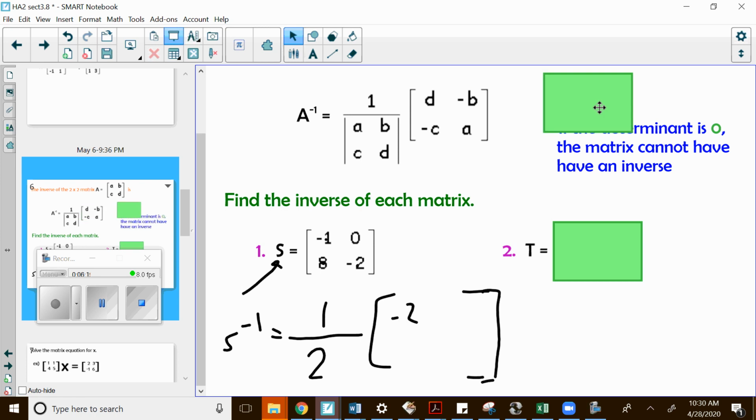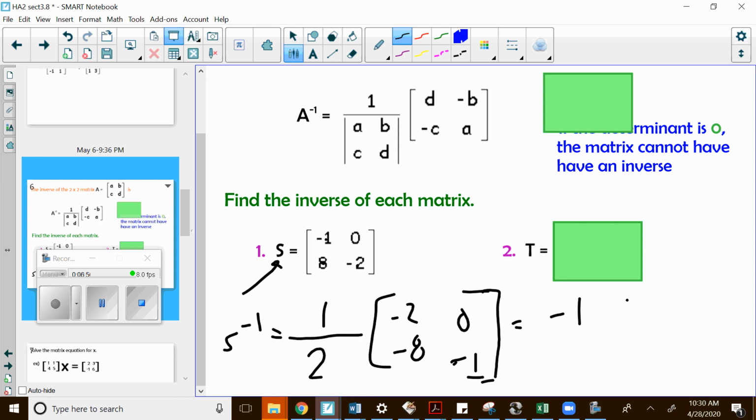Make sure you guys can see that. Negative 2, negative 1. And B and C don't switch spots, but they do switch signs. So it'd be a negative 8 down here, still a 0 right there. And then what you get when you distribute that 1/2, this is just scalar multiplication here. You just distribute that 1/2 to everything, and now you get negative 1, 0 still here, negative 4 here, and a negative 1/2.